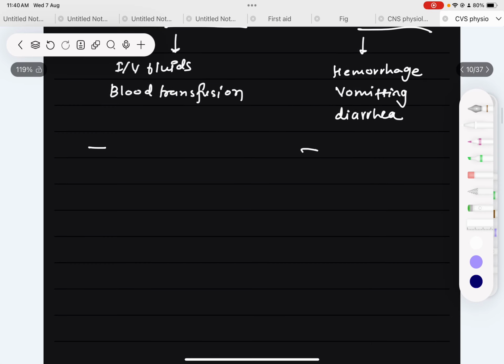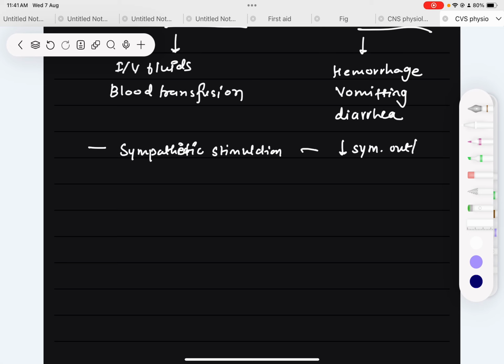Now related to blood vessel contraction, I mean sympathetic tone. So sympathetic stimulation, as we have done, increases it, and here decrease in sympathetic outflow decreases it.